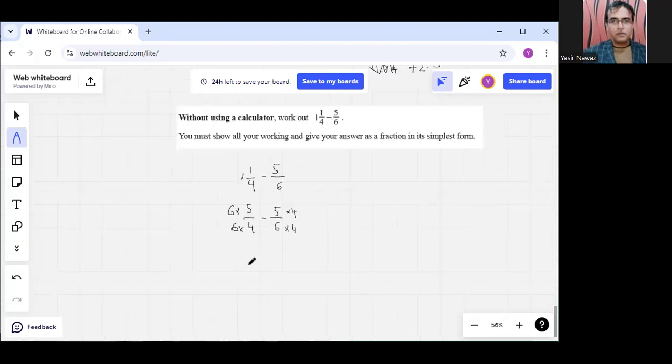So 6 times 5 is 30, and 6 times 4 is 24. 5 times 4 is 20, and 6 times 4 is 24. Now both fractions have the same denominator, 24, so I can subtract the numerators. 30 minus 20 is 10, so it's 10 over 24. Both numbers are divisible by 2, so I divide both by 2. 2 times 5 is 10, so 5 in the numerator, and 2 times 12 is 24, so 12 in the denominator. So 5 over 12 is the final fraction.